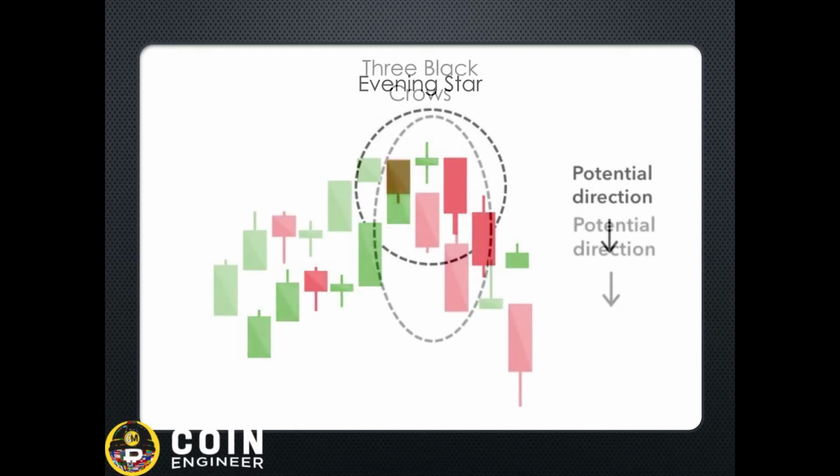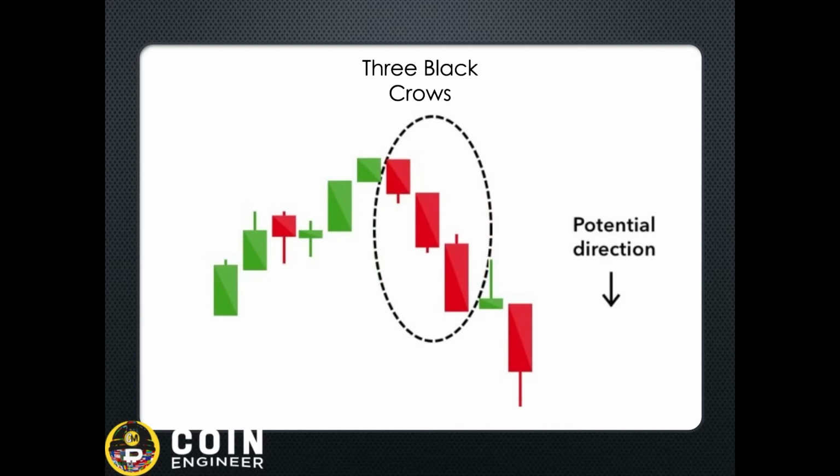The three black crows candlestick pattern comprises three consecutive long red candles with short or non-existent wicks. Each session opens at a similar price to the previous day, but selling pressures push the price lower and lower with each close. Traders interpret this pattern as the start of a bearish downtrend as the sellers have overtaken the buyers during the three successive periods.